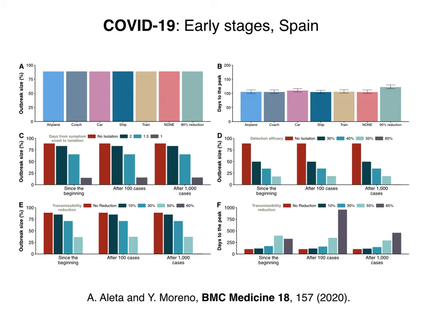And finally, if you model the reduction in transmissibility by wearing masks or maintaining social distance, etc., you also see that depending on the level of adoption, the outbreak size is reduced, and the days it takes for the disease to reach the peak are reduced proportionally to this transmissibility reduction. In this case, the days to the peak increase.